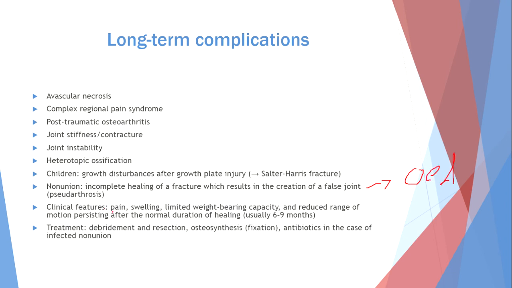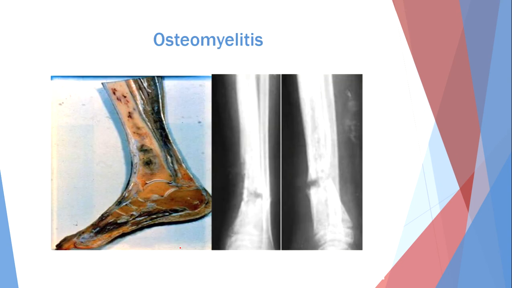Clinical features: pain, swelling, limited weight bearing capacity and reduced range of motion, persisting after the normal duration of healing, usually 6 to 9 months. Treatment: debridement and resection, osteosynthesis, fixation, antibiotics in case of infected non-union.